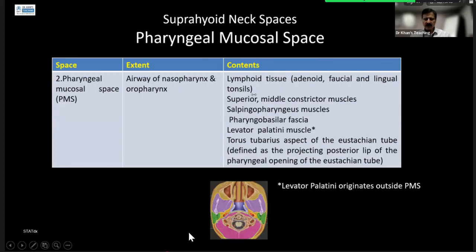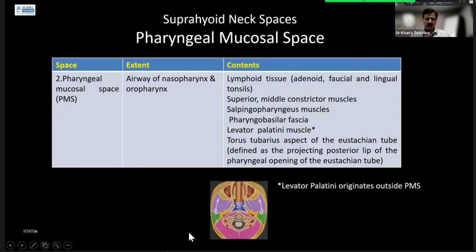Then there are muscles there. We, as radiologists, are not much bothered about them. We don't see them very well because they are very thin. Superior, middle, inferior constrictor muscles, and other muscles. There is pharyngobasilar fascia, etc. This is the levator palatini muscle. Torus tubarius is this thing where I'm pointing out.